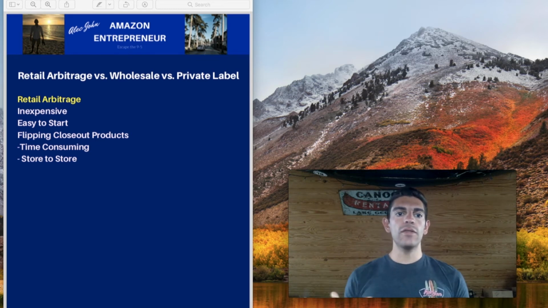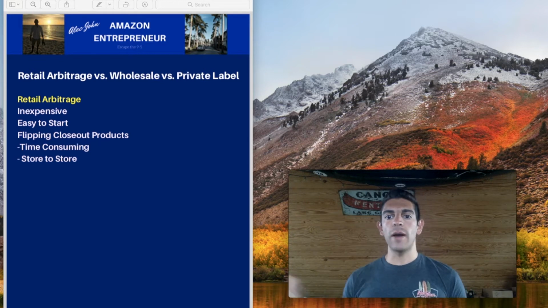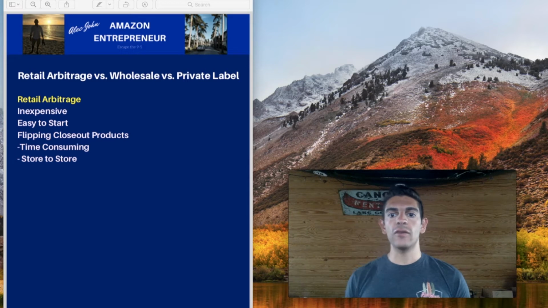So the main pros and cons of this: the pro is it's inexpensive and it really doesn't require much at all to start. You could start with very low startup capital. You go into these stores and you just buy a bulk of stuff. You go home and you spend all night and you list all the products. You flip them and you make some money off of it. So it's inexpensive, easy to start, and you're basically flipping closeout products for a little bit higher price so that you have some margin and some profit.